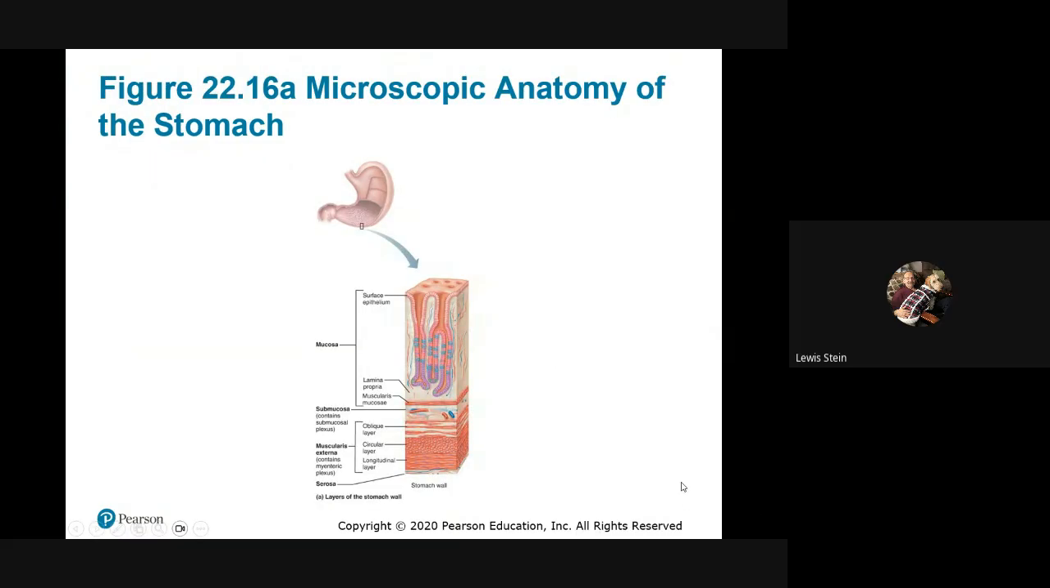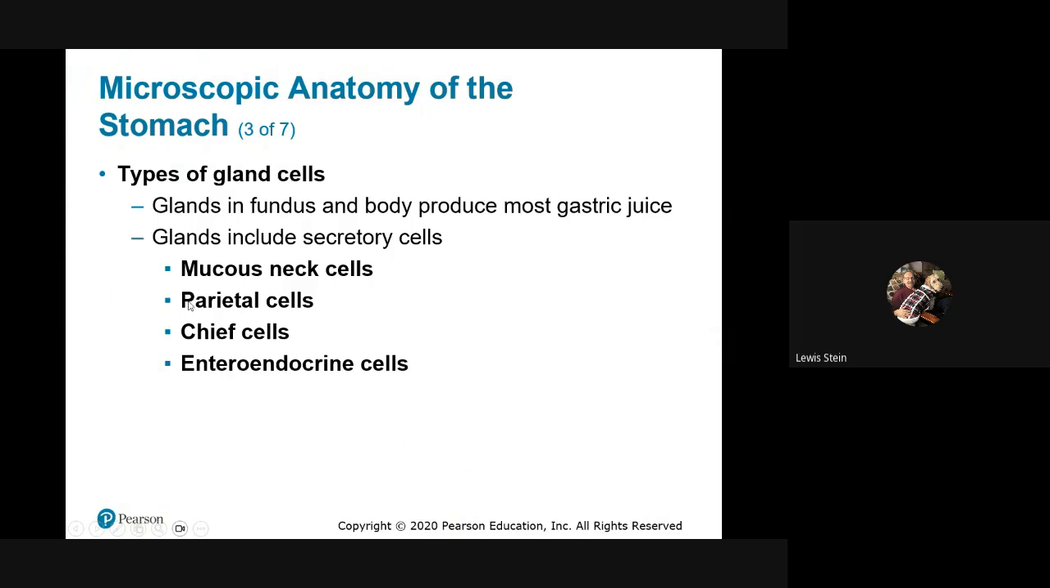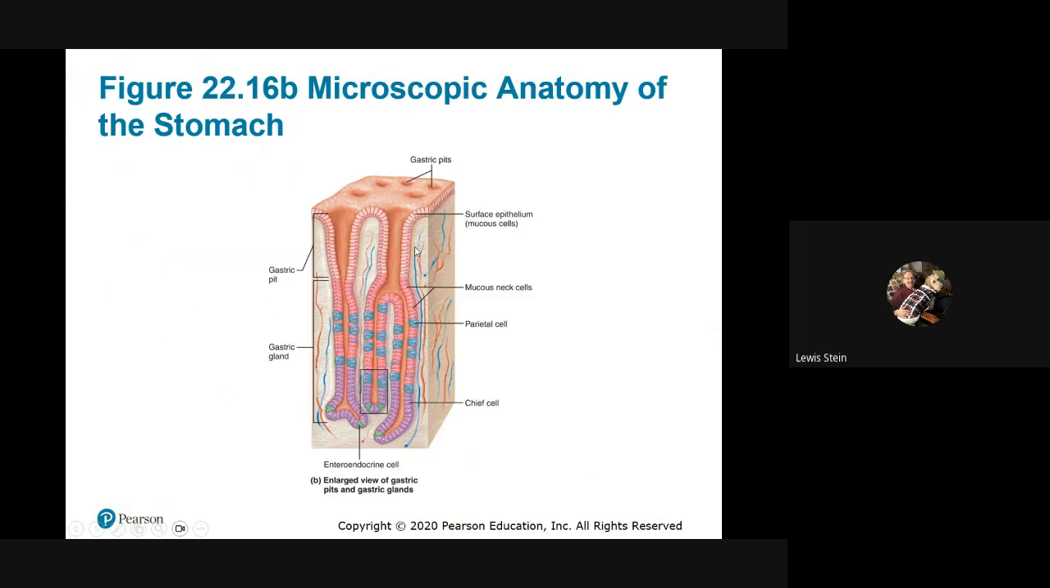Absolutely true. These are the pits, gastric pits. Remember, anatomically, these mucous neck cells, we don't know what they do. The big ones are the parietal cells. Two things physiologically: they make hydrochloric acid.